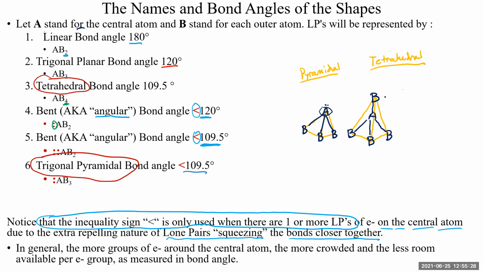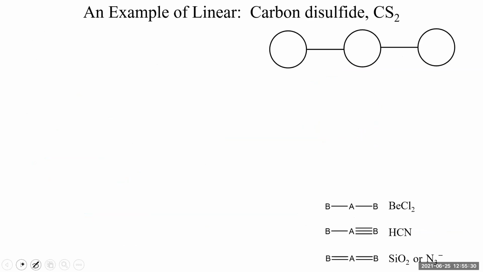Okay, let's actually look at some examples. So our first example, again, we're gonna go in the same order. Example of a linear shape, carbon disulfide. Carbon disulfide, so carbon and then sulfurs on the outside. Carbon disulfide would be linear shaped, 180-degree bond angle.